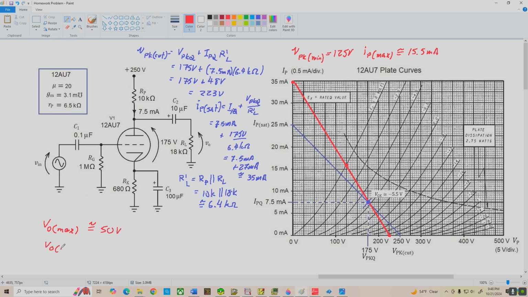Okay, VO min, that is our negative output clipping voltage, is the distance from VPKQ to VPK minimum, and that's going to be also about 50 volts, right? VPK min was 125 volts, so 125 to 175 is 50. So that's going to be about negative 50 volts, and there is the completion of our small signal and large signal AC analysis. Now I'm going to consolidate all of this into one neat page, and let's go on over and take a look at that now.